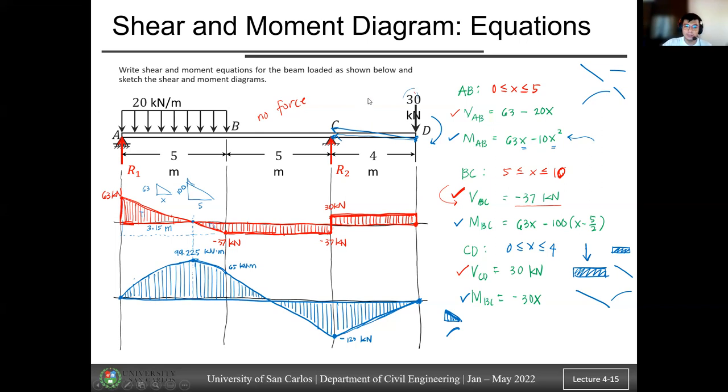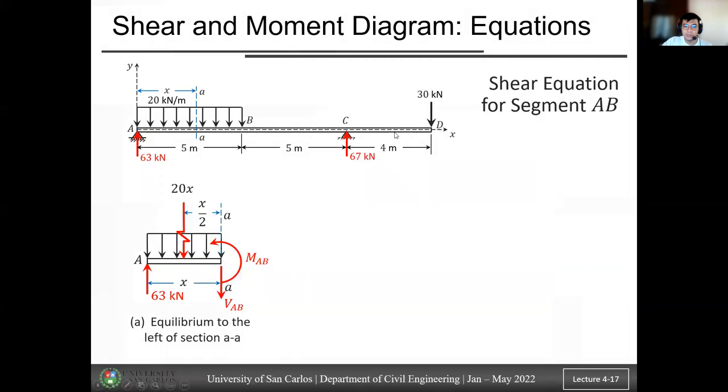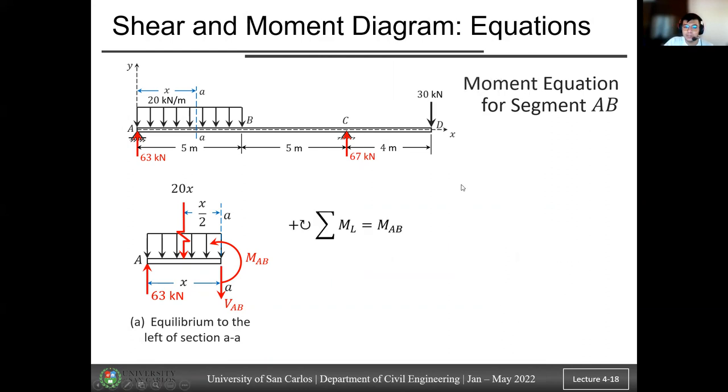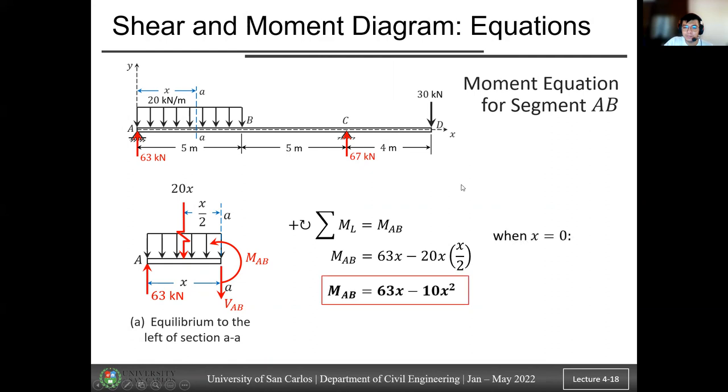Alright. And to verify our answer, these are the equations. So this is for segment AB. I already uploaded the PowerPoint of this one in your Canvas, so try to check it out. So at x equals 0 and then x equals 5 is negative 37. So you can solve by plugging in the values at x equals 0 and then x equals 5. For the moment equation, this is the moment equation. So this is still for segment AB.